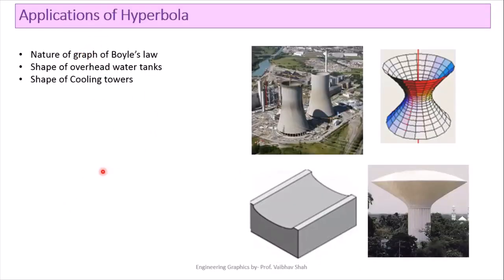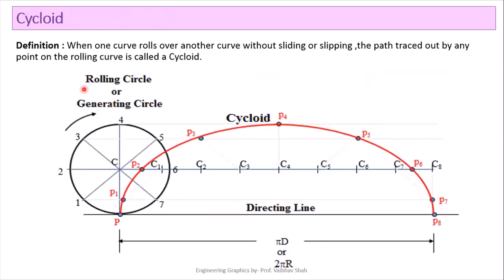These are a few applications of hyperbola: nature of the graph of Boyle's law, shape of overhead tanks, water tanks, and shape of cooling towers. These are your cooling towers. You can see the shape of these cooling towers. This is the broadest curve, and this is known as your hyperbola. And these are your overhead tanks, and a few more applications of hyperbola. Now let us move to the next curve, cycloid.